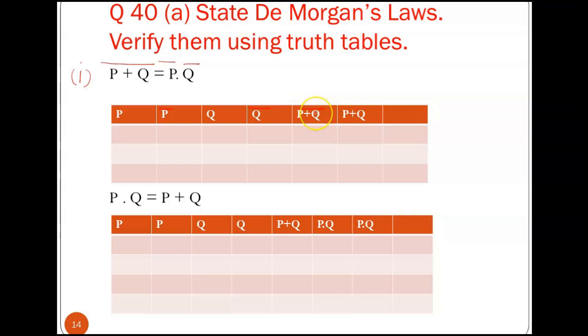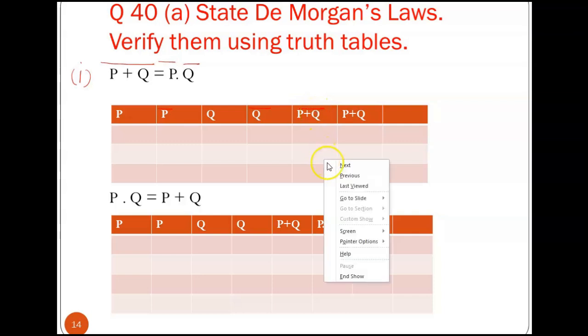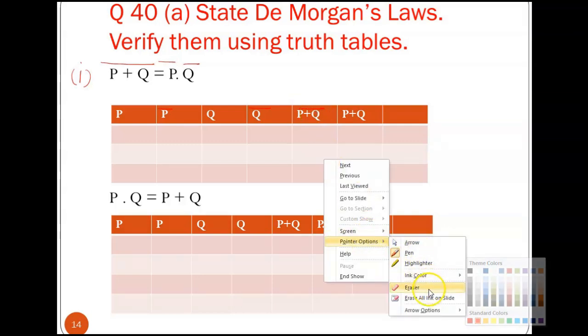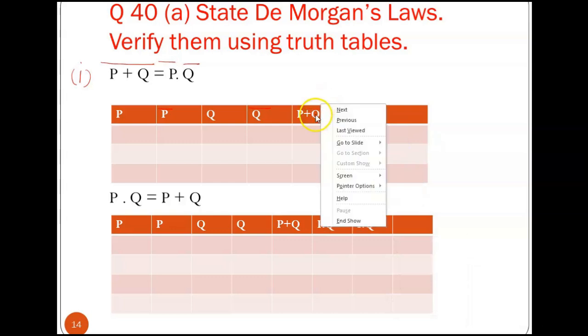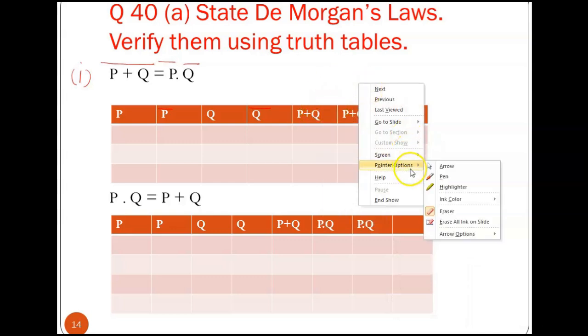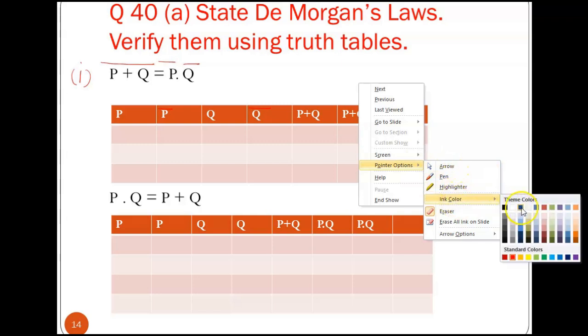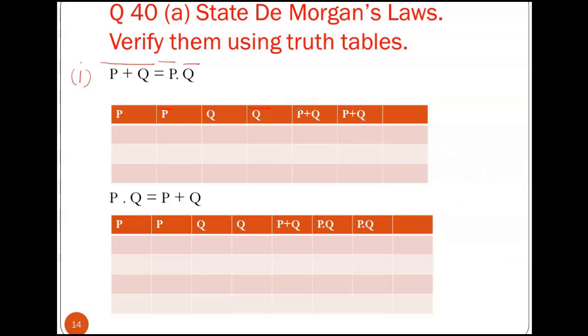Okay, first we will go for P plus Q only. Just a minute, I'll remove it. And I can also change the ink color to blue. Let me write it down again. So this is P and P bar, Q, Q bar, and P plus Q, then P plus Q bar, and then P bar dot Q bar. So let us go with the truth table of the same.